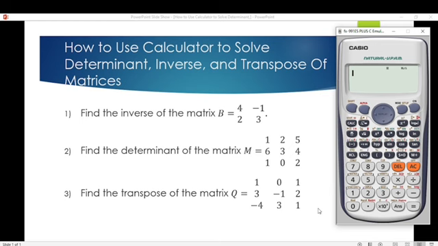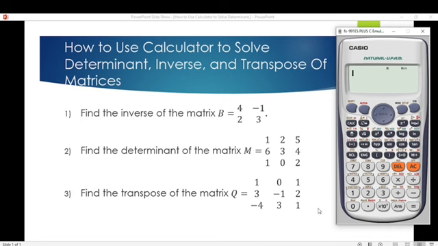In our video today, we are going to look at how to use our calculator to solve determinants, inverse, and transpose of matrices. So if you are ready, I'm also ready for you. Let's dive in. Our first question is to find the inverse of the matrix B, which is 4, -1, 2, and 3.